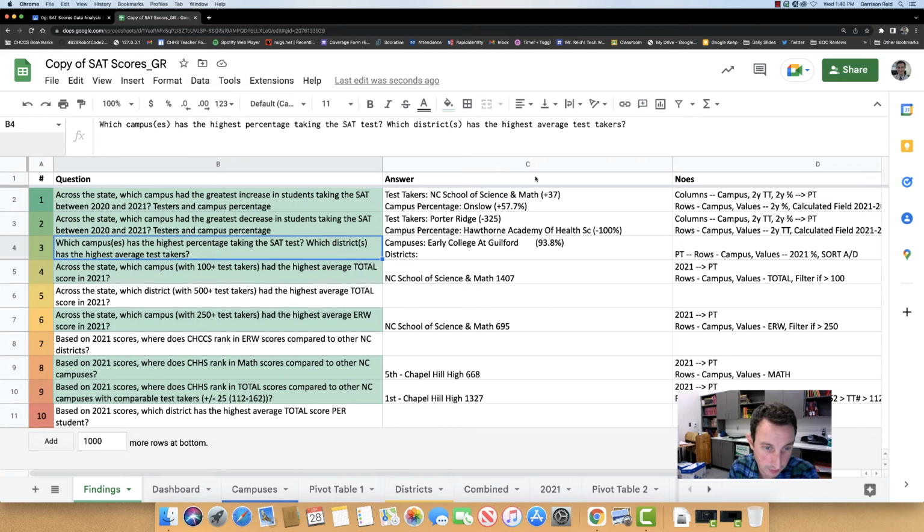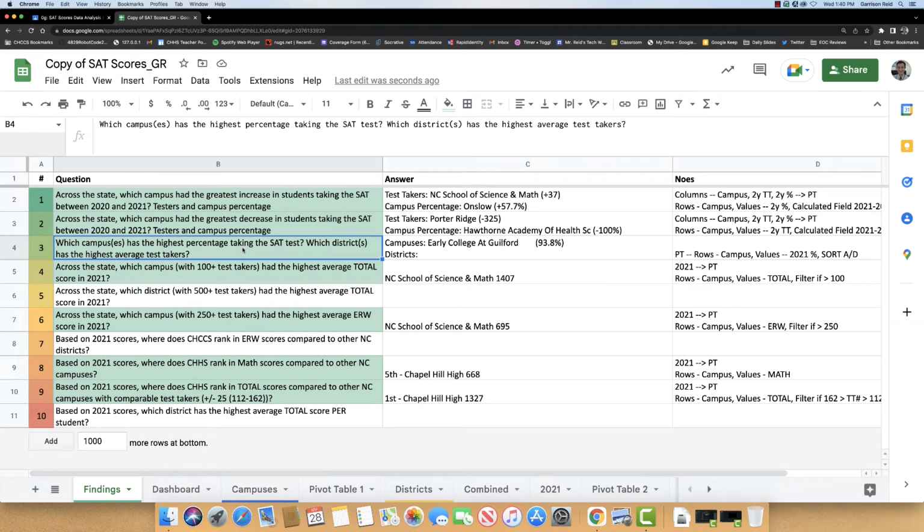All right, so now we're going to look at the values that relate to districts. This one's going to look at a district, this is going to look at a district, this is going to look at a district, and then we're eventually going to do something related just to Chapel Hill High and Chapel Hill Carrboro City Schools. There's going to be a little dashboard. So the question is, which district had the highest average test takers?